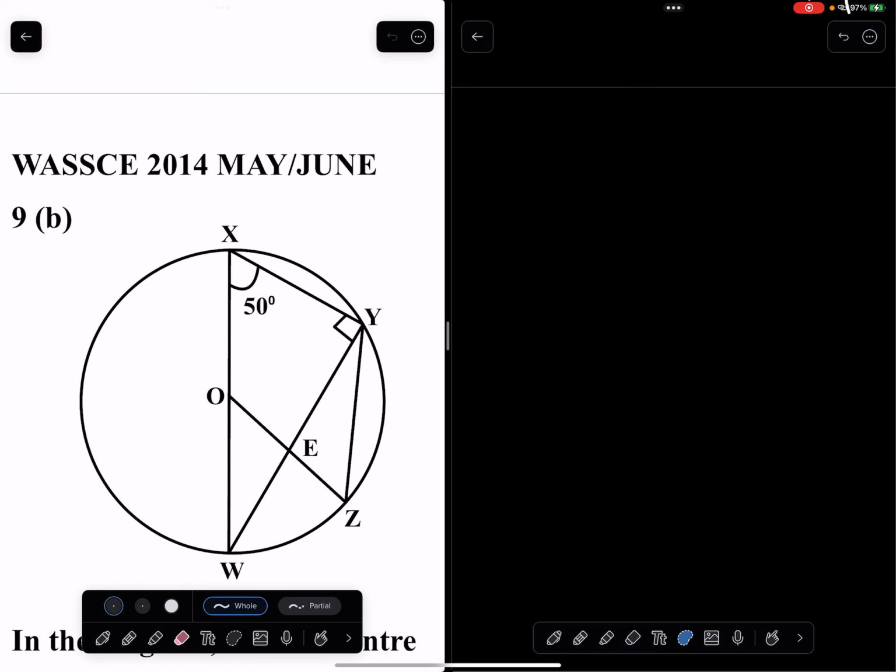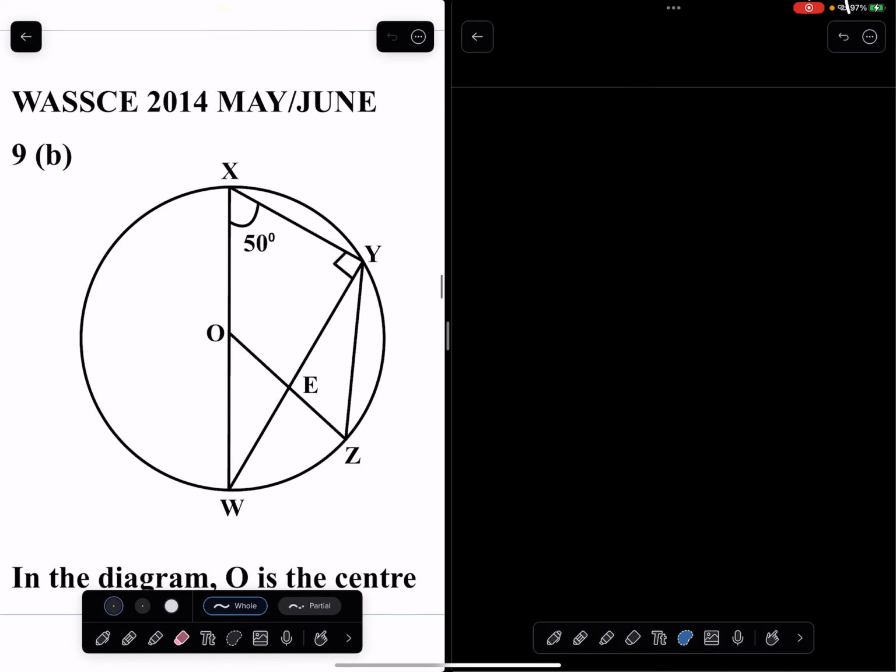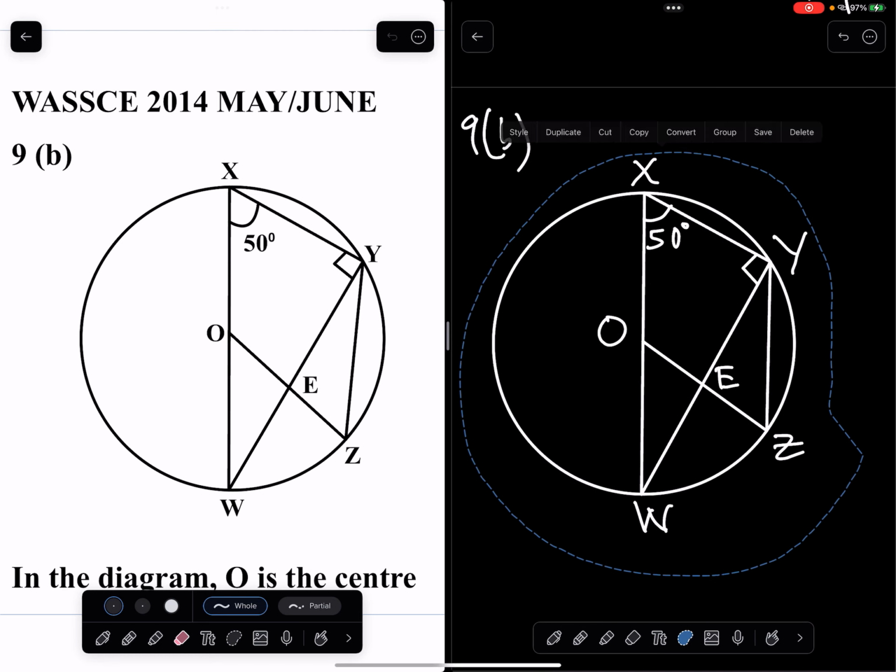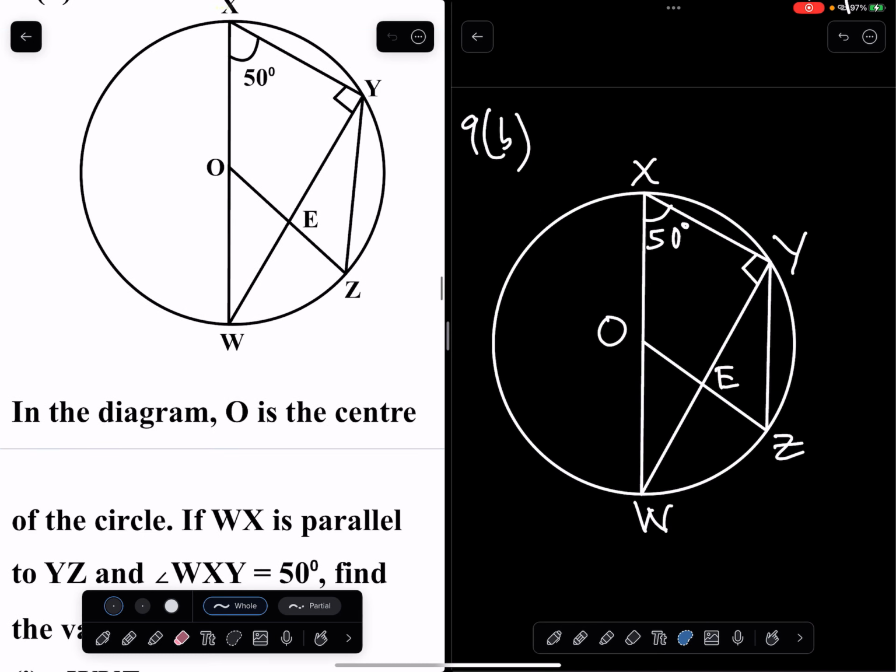Now we go straight to the next one, and this one is from year 2014. Question 9B. Let's have the diagram first of all. That's the diagram. Now to the question.